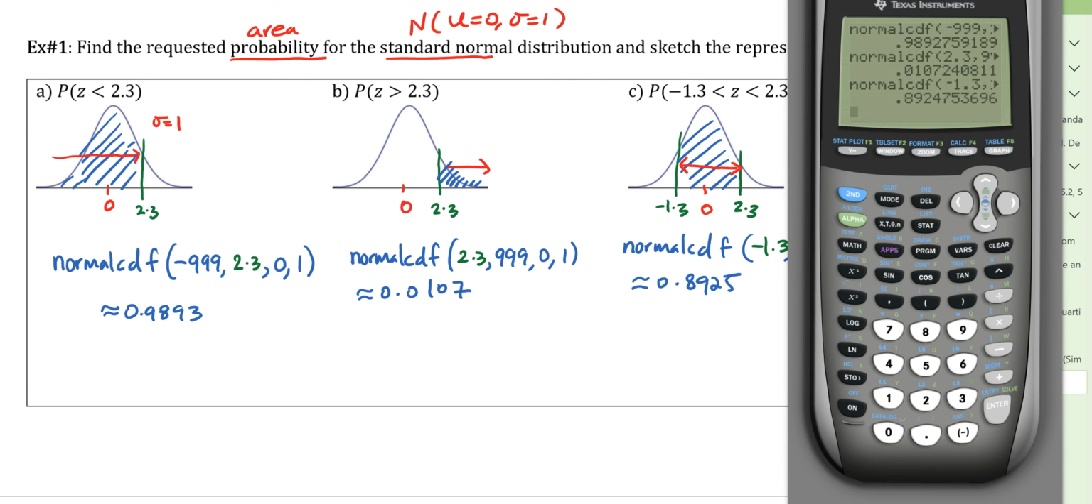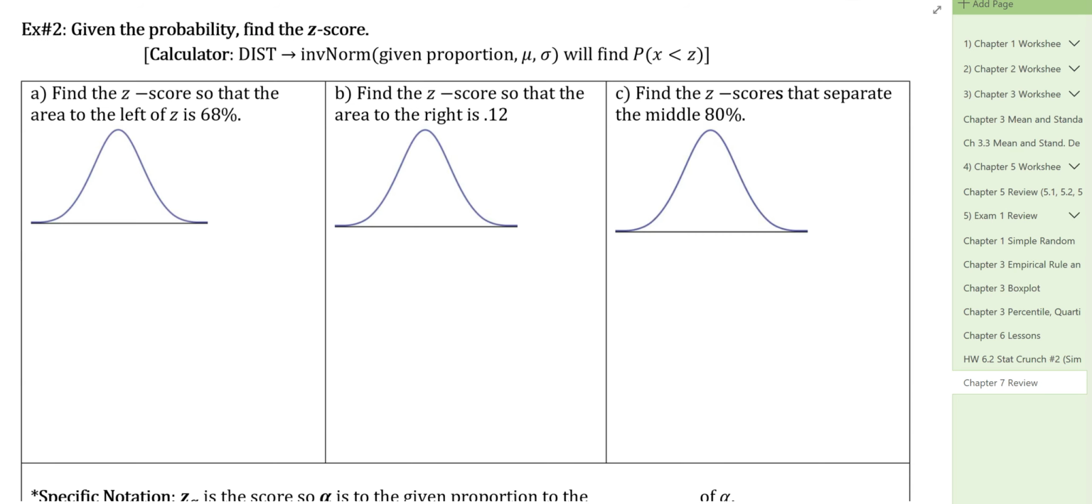So now let's review how to find z-scores. To find a z-score, the calculator function is inverse norm, right? Inverse norm of the given proportion, which is the proportion on the left of z, and the mean and standard deviation. Given z, I know my mean is 0 and standard deviation is 1. That's going to give me the probability of x less than z.